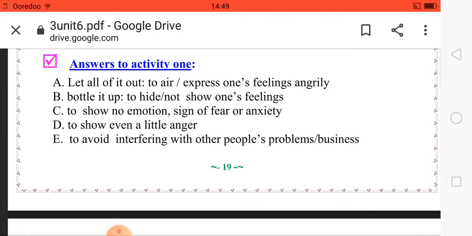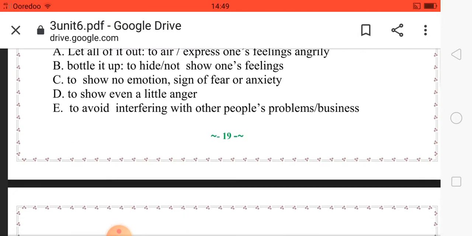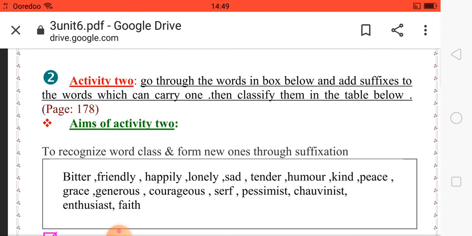Okay, C. To show no emotion. No sign of fear or anxiety. D. To show even a little anger. E. To avoid interfering with other people's problems or business. Okay? Now let's go to activity 2.